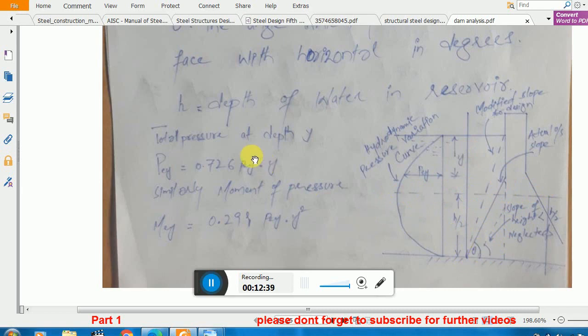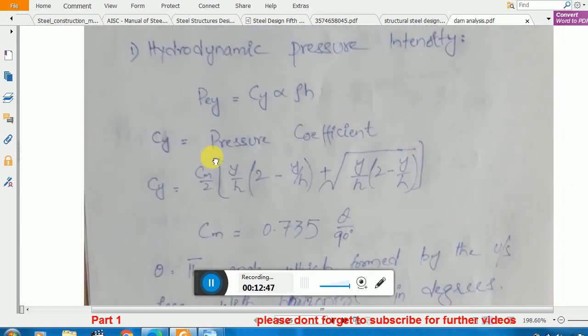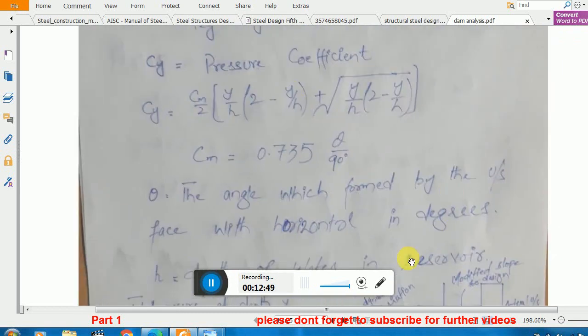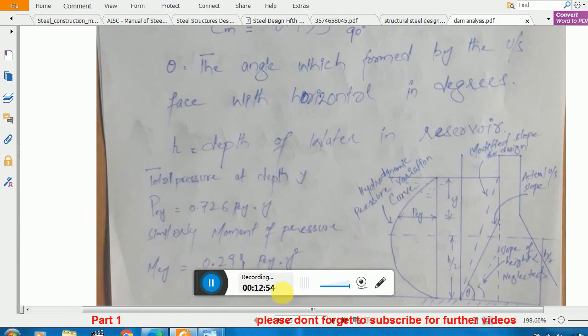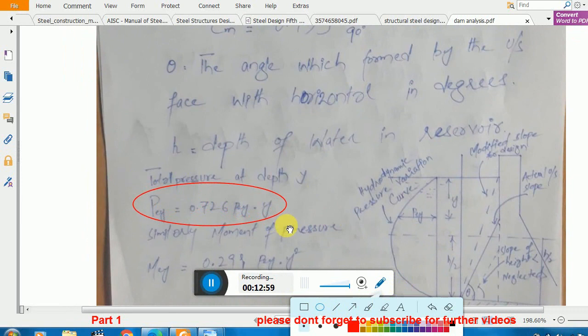Now, if you want to get the total pressure, you need to integrate the pressure intensity over this whole parabolic area. You get your total pressure, and remember, this is very important, and we will do this in questions. Pe is the total hydrodynamic pressure, and 0.726 times pe is the pressure intensity, the hydrodynamic pressure intensity, and this is the force, you can say. And y is the distance from the top of the surface, remember.